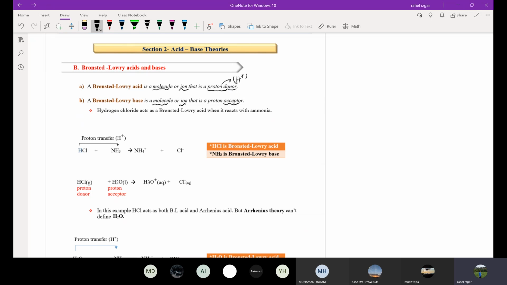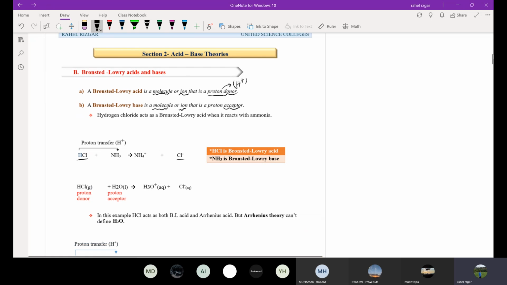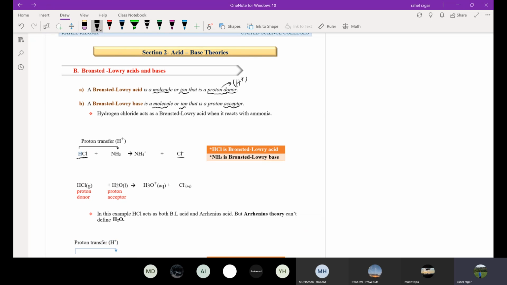Look at this example. Hydrogen chloride acts as a Bronsted Lowry acid when it reacts with ammonia. Look at here. We look at HCl. It has donated a proton. How do we know? Look at it. It has become NH4 and Cl. Who has donated a proton? HCl. Why? Because look at it, the HCl has been left alone. The proton has been transferred to what? To NH3. So HCl is a proton donor, H positive means proton. NH3 has accepted the proton. So it's a proton acceptor.